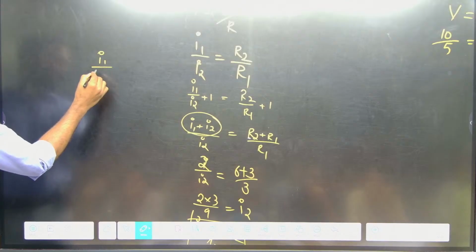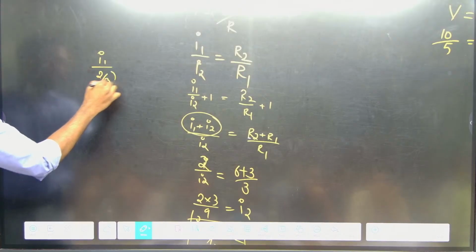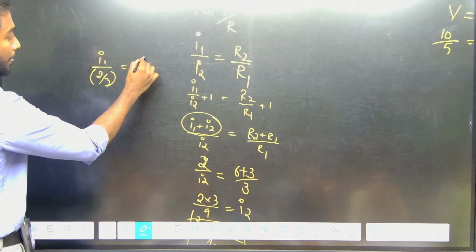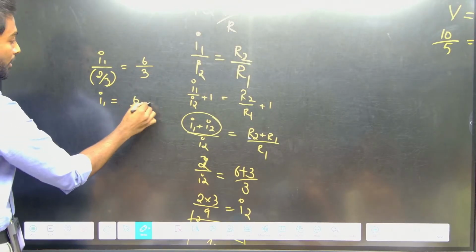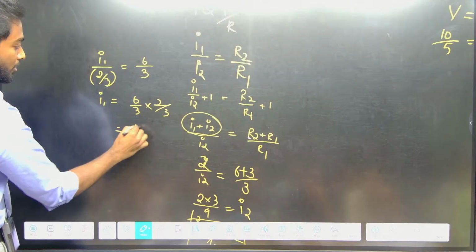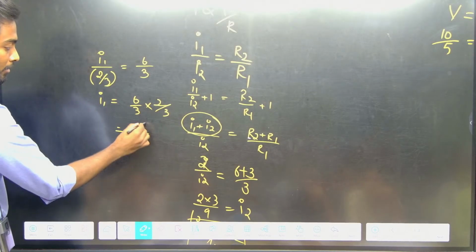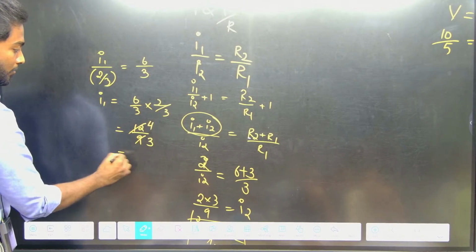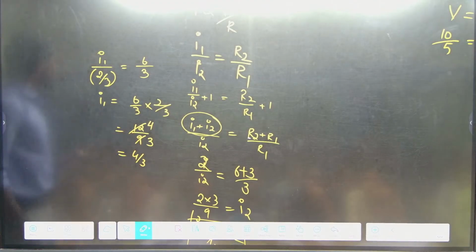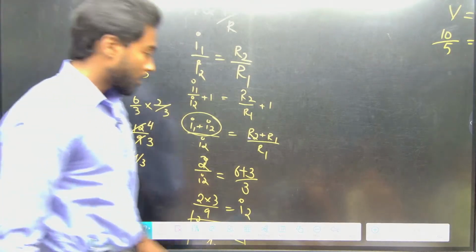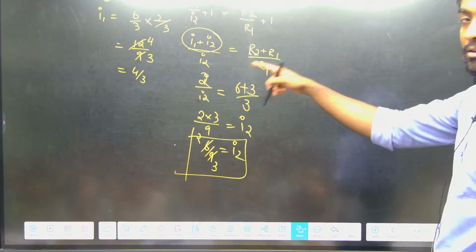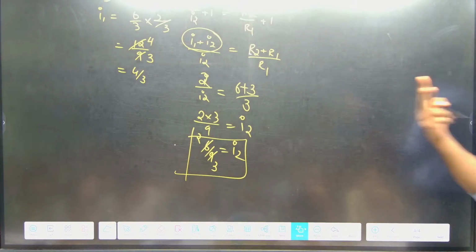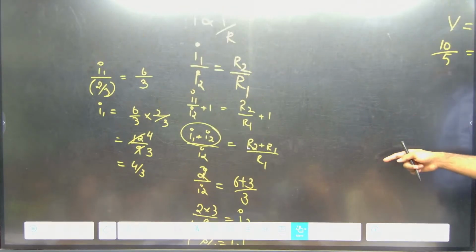I1 by how much? 2 by 3 into, sorry, should be equal to 6 by 3. So I1 will be equal to 6 by 3 into 2 by 3, which is 12 by 9, 4 by 3. So 4 by 3 is the value of I1. If I club together 2 by 3 plus 4 by 3, 6 by 3. So 6 by 3 is 2. Am I getting the value of I now?